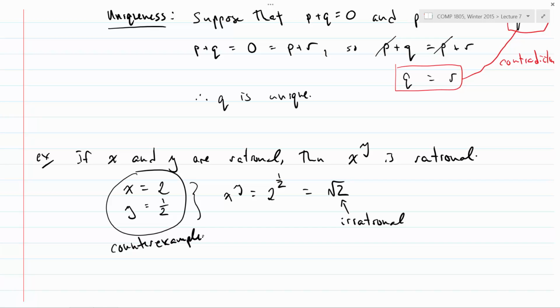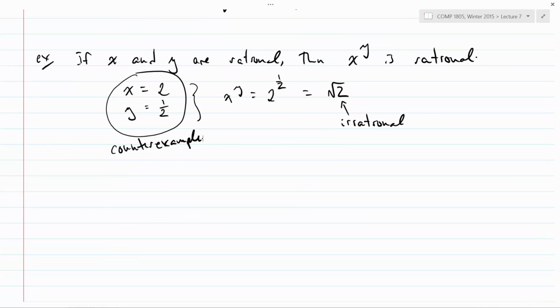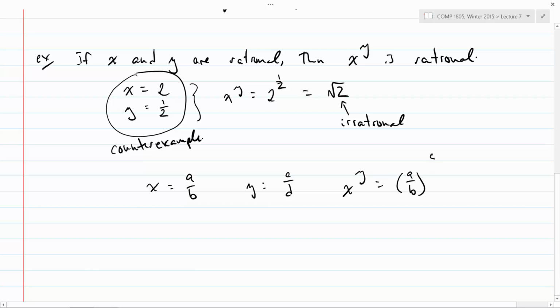If you tried to prove it, you would end up with something like this. You would say, okay, well, x equals a over b, y equals c over d, x to the y is equal to a over b to the power c over d, and you're stuck. Right? It's not clear what to do next based on what we've covered in this class. So if I didn't know immediately that this was going to be false, I would probably write something like this, and now I wouldn't know what to do.